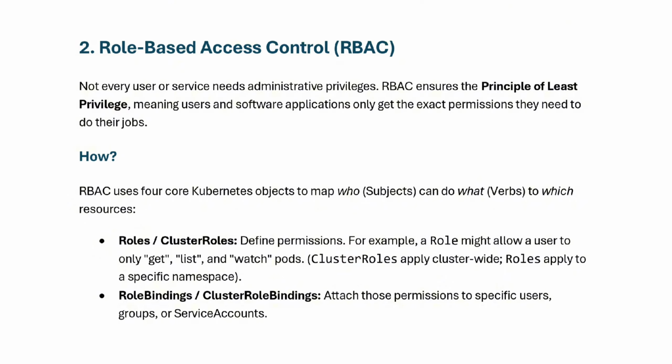Role-based access control or RBAC uses 4 core Kubernetes objects to map who, that is subjects, can do what, the verbs, to which resources. Roles or cluster roles define permissions. For example, a role might allow a user to only get, list and watch pods. Roles apply to a specific namespace, and cluster roles apply cluster-wide.